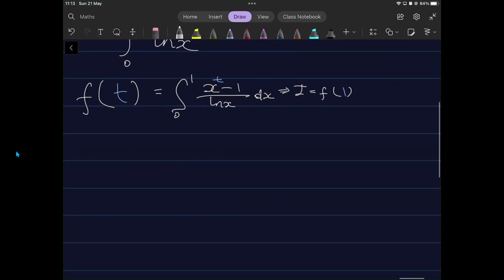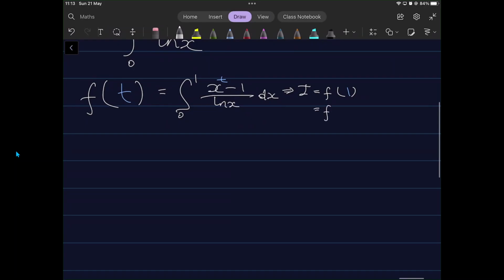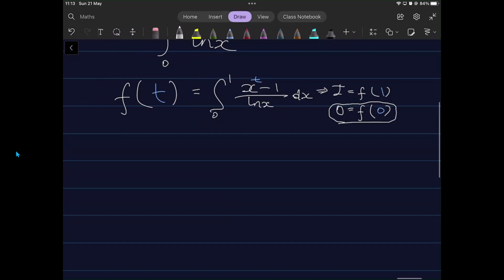And also, if you sub in t equal to 0, you get x to the power of 0, which is 1, minus 1, which is 0, and your entire integral collapses to 0. So this is convenient for later when we end up having to solve some differential equations. Let's first differentiate both sides with respect to t. So I'll write d over dt on both sides like this.